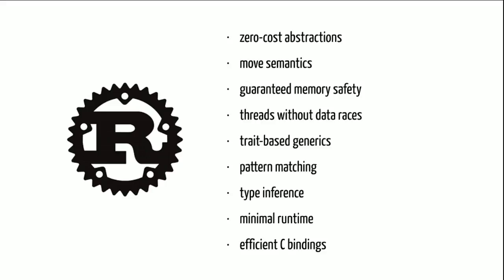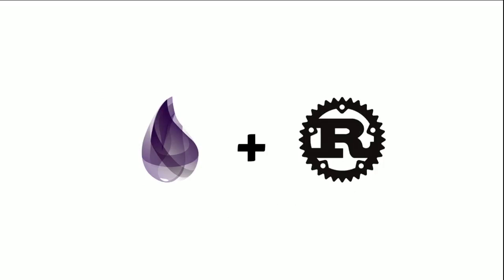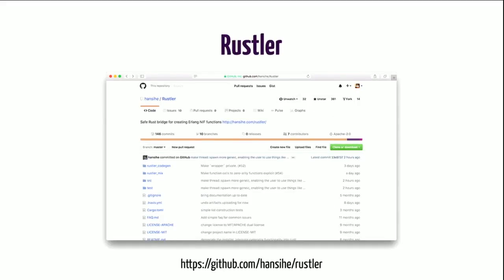The Erlang NIF library is written in C, and so that means that Rust can actually be a wrapper around that and use it directly. This allows us to use NIFs written in Rust within Erlang or Elixir. And that brings us to this project here. It's called Rustler.